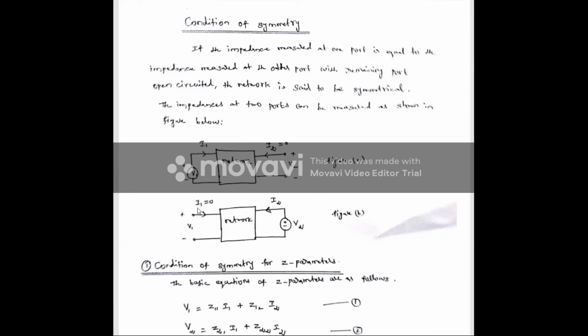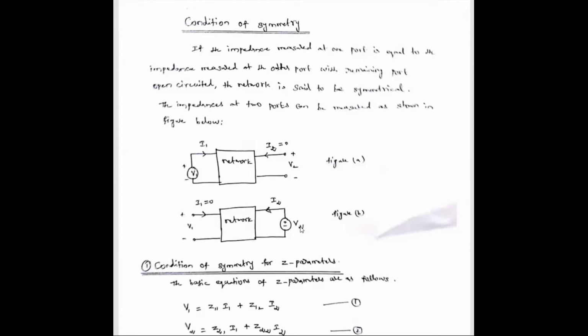Port is open circuited, that is I1 equal to 0. Okay, so in figure A and figure B, in figure A we are calculating the ratio V1 by I1, that is the input impedance. In the second diagram we are calculating the output admittance, output impedance V2 divided by I2.